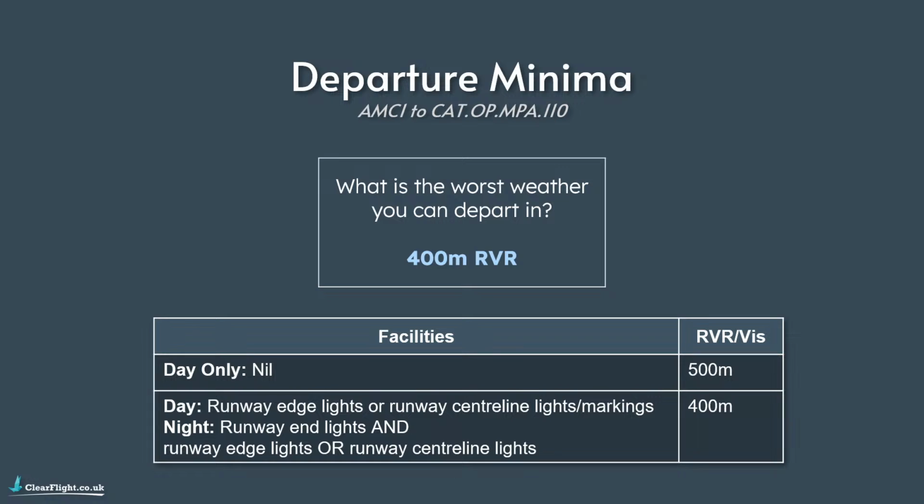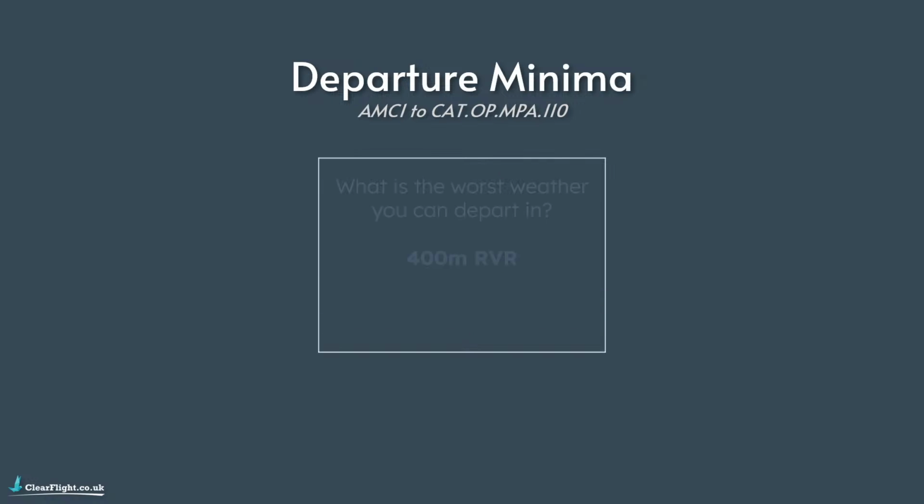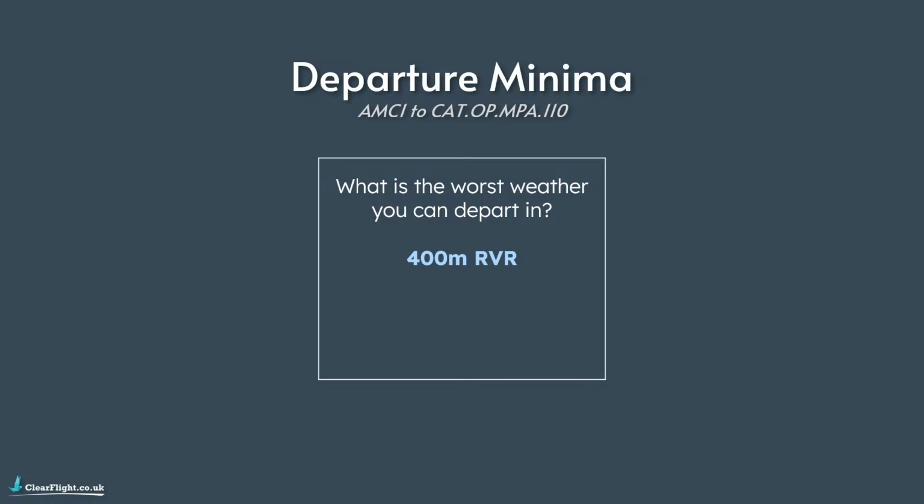However, if you haven't got those facilities, then we can only depart during the day, and the IFR departure minima then gets increased to 500 meters. It's worth noting here that we can depart with 400 meter RVR. This departure minima does not consider the cloud, so it doesn't state a cloud base, it doesn't state a cloud ceiling that we require for departure. We only require 400 meter RVR. So it could be overcast at 100 feet, doesn't matter for departure, we can still take off.